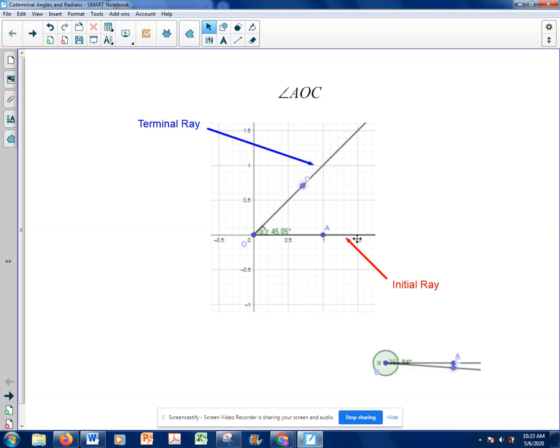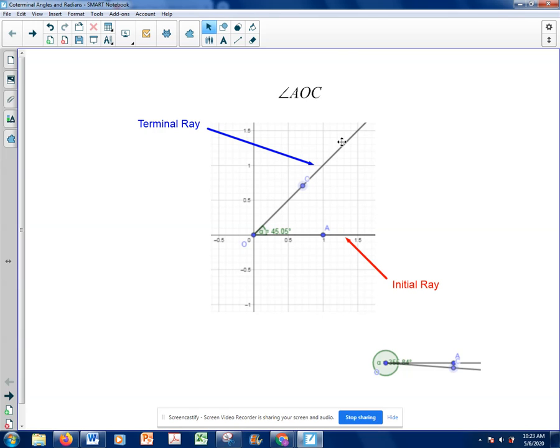The first ray we're going to call the initial ray, and then we go up to the terminal ray, which is where we stop. And so all the space in between those two rays is the measure of the angle. When we're measuring it on the Cartesian plane, you always line up the initial ray on the positive x-axis, and then the terminal ray ends up being somewhere.